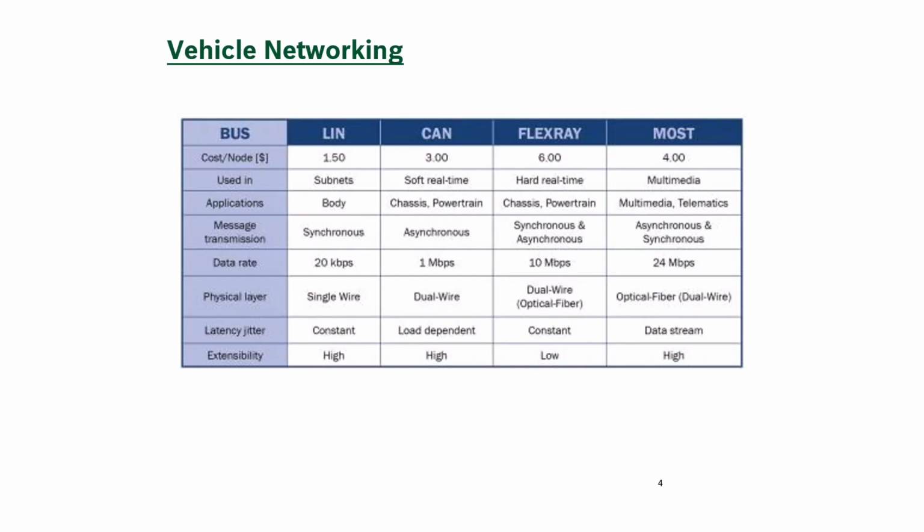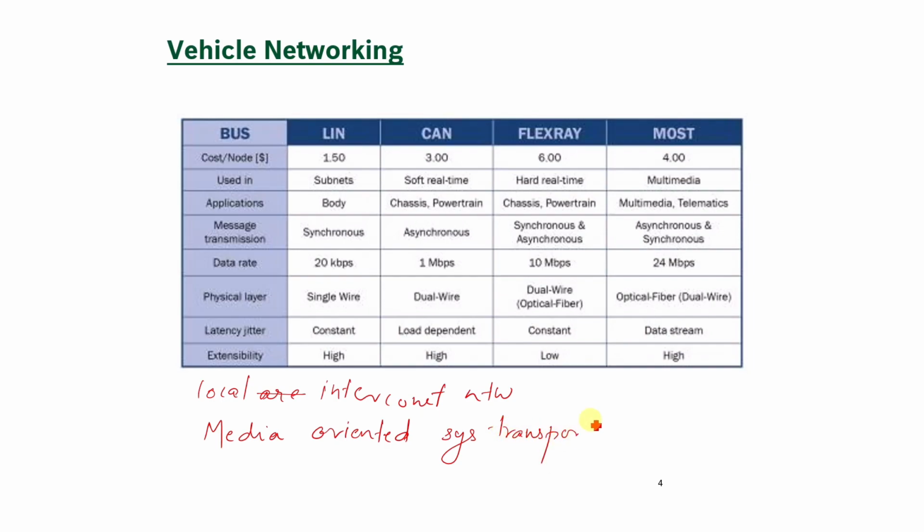What are the types of vehicle networking currently available in the automotive domain? LIN, CAN, FlexRay, MOST. LIN means Local Interconnect Network, and MOST means Media Oriented Systems Transport. You can see that LIN follows a data rate of 20 kbps and MOST follows a data rate of 24 Mbps. These protocols exist in the vehicle according to their significance and the need for the data rate.